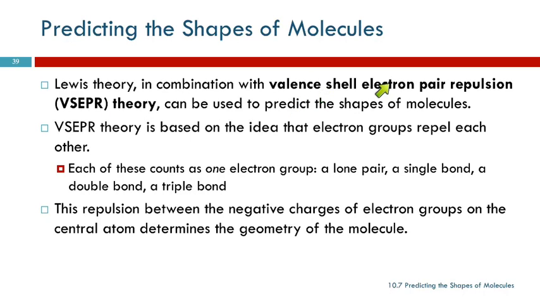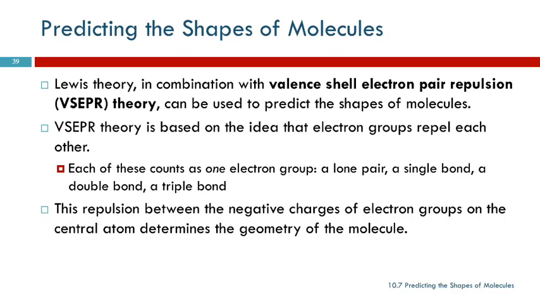So, valence shell electron pair repulsion. We're talking about valence shell electrons, pairs of those electrons repelling each other. This is the idea behind it: the electron groups are going to repel each other. Now it's important to understand, what are we calling an electron group? One electron group would be a lone pair of electrons. A single bond is one group. A double bond is one group of electrons, and a triple bond is one group.